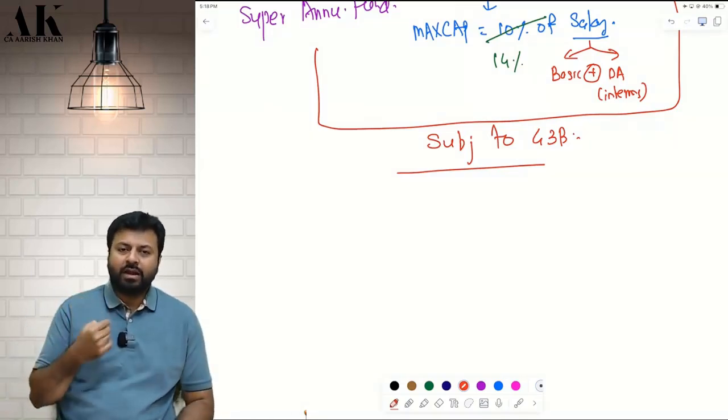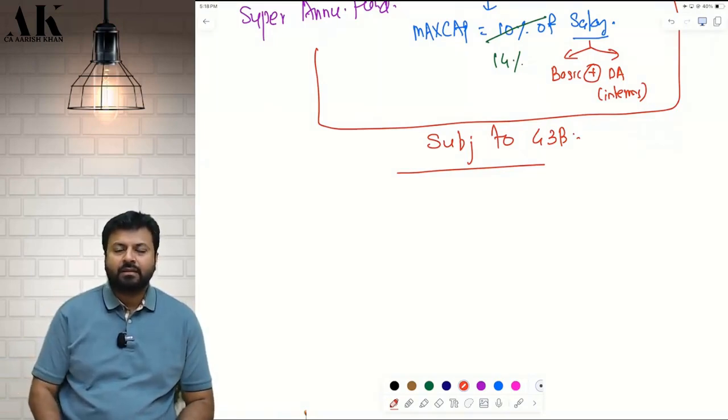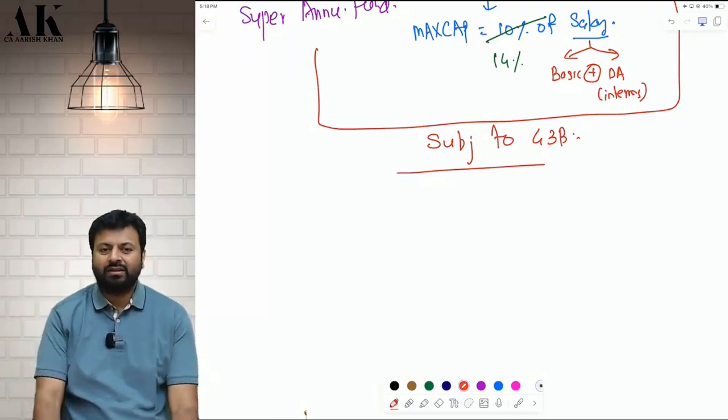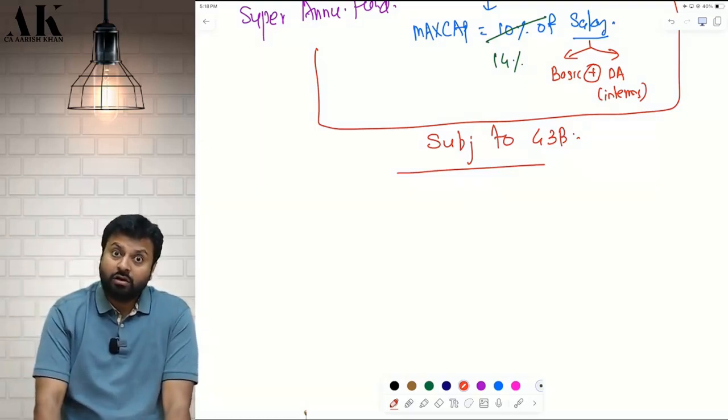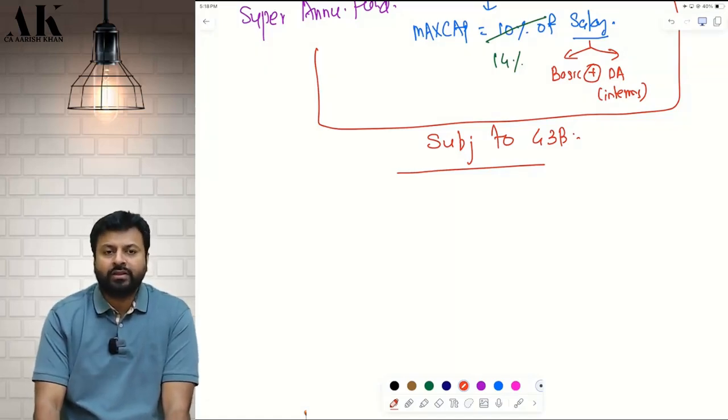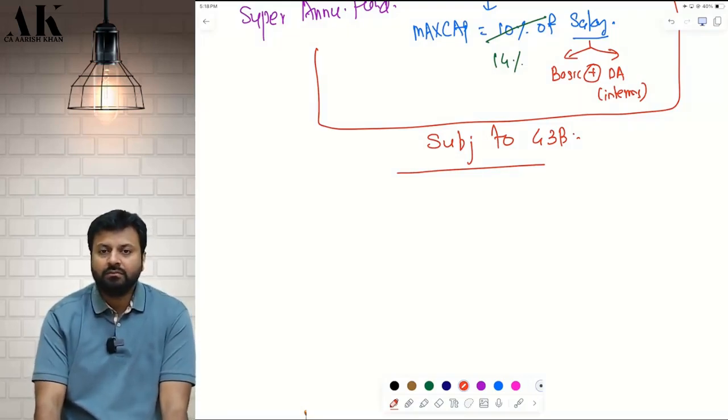Suppose I am an employer, I am saying that I will contribute to my provident fund. Will doesn't matter, doesn't work over here. You have to contribute. If you have paid from your pocket, then only you are going to get the deduction. If you have just passed a journal entry in the books of accounts, you are not going to get it. Mere passing of an accrual entry is not sufficient to claim deduction over here. You have to pay it.